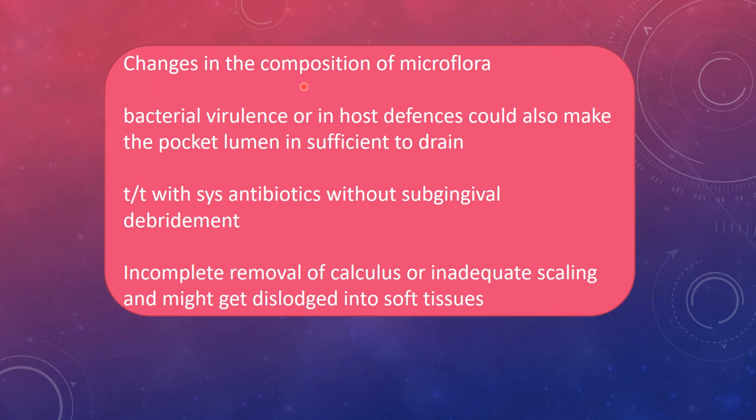Then there will be changes in the composition of microflora from gram positive to gram negative anaerobes. So bacterial virulence or reduced host defenses could also make the pocket lumen insufficient to drain. Also, treatment with systemic antibiotics without subgingival debridement is one of the reasons. Then incomplete removal of calculus or inadequate scaling might cause calculus to get dislodged into the soft tissues. So these are some of the reasons for periodontitis related abscess.